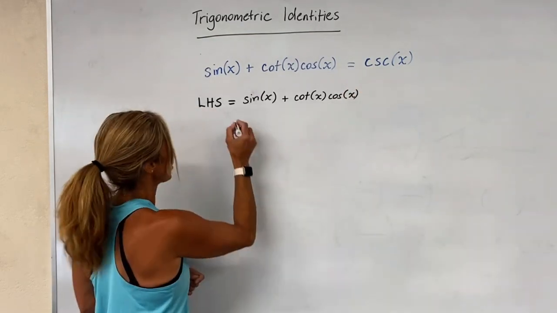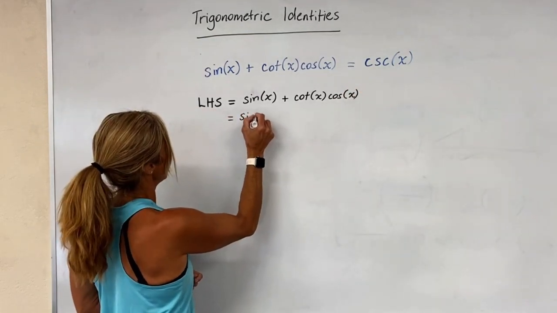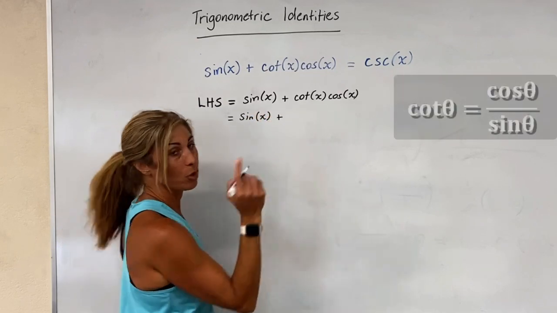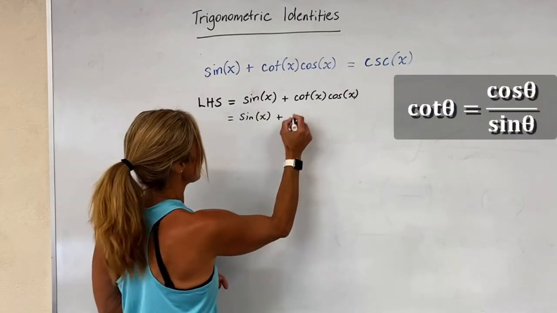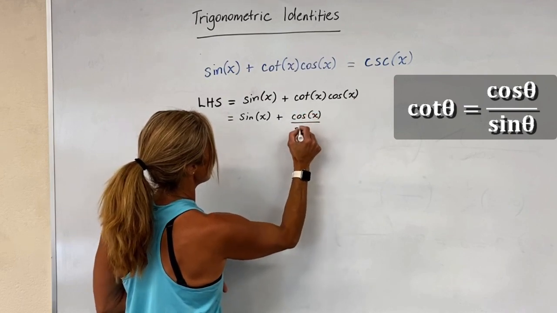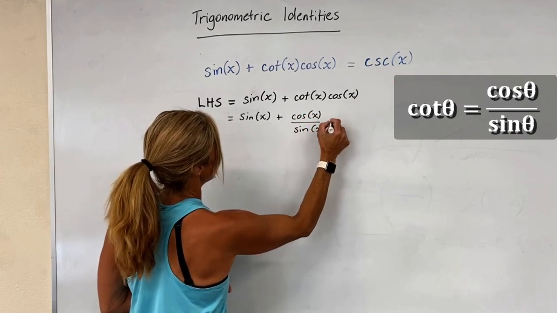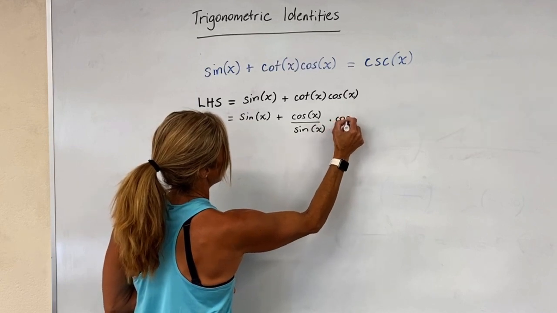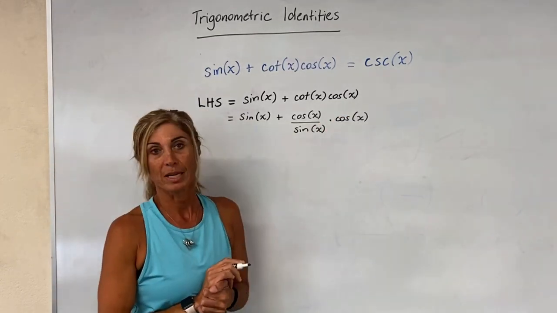What does cotangent equal? Recall, cotangent is the reciprocal of tangent, so it is cosine of x divided by sine of x. And that's being multiplied by cosine of x.